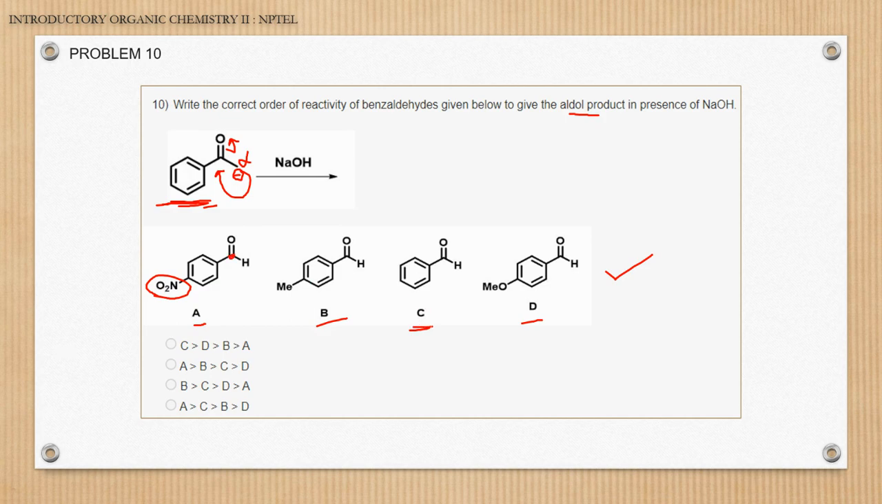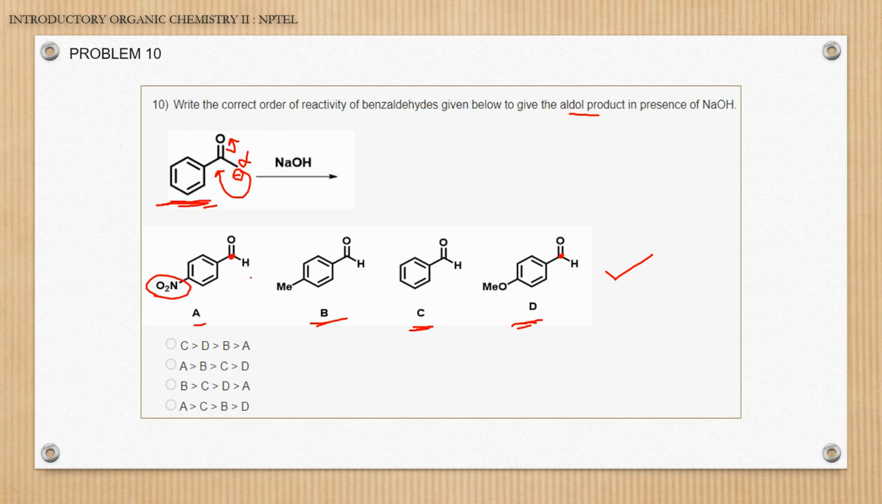Then there is no substituent. Then methyl is there, which is a slightly electron releasing group. But methoxy has a much stronger electron releasing power. That is why it is at last. So it will make your carbonyl carbon very less electrophilic in nature.